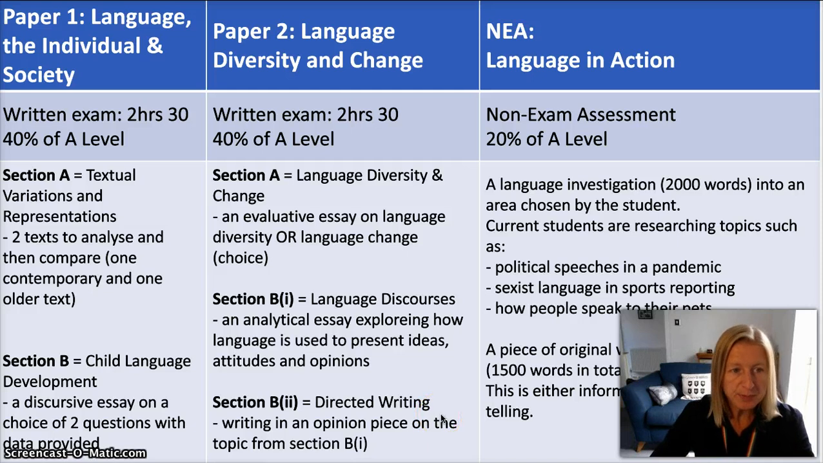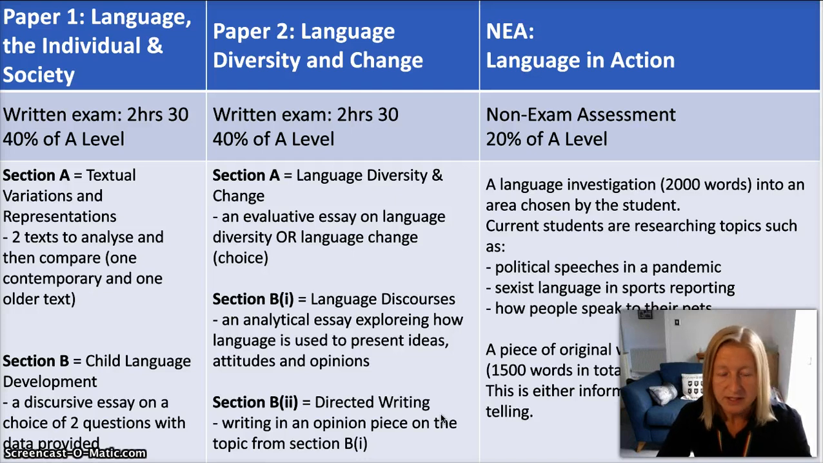So your first paper, which is the kind of the area that we'll start to look at to begin with, is titled Language, the Individual and Society, and it's split into 2 sections. So we'll be looking at how texts vary, but also how texts construct meaning and how they construct representation of different issues, events, topics, people, subjects. Okay, you'll be analysing 2 texts, and then you make a comparison of those 2 texts.